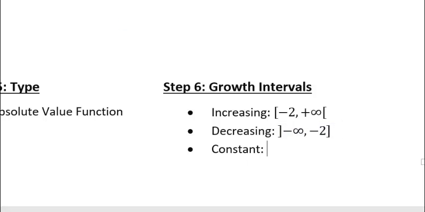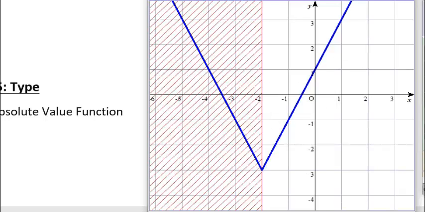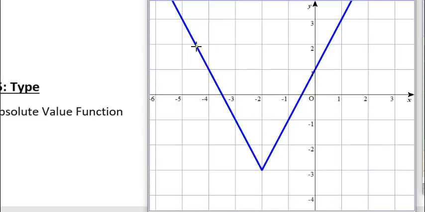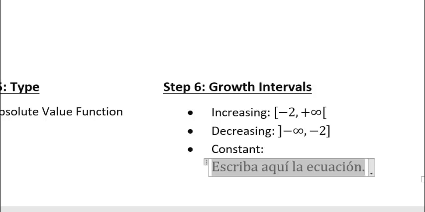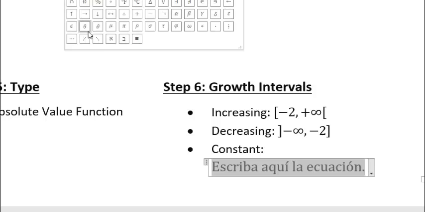Now what about constant? This drawing is never horizontal. It's either inclined in a decreasing way or inclined in an increasing way. It's never constant. So technically there is no interval for constant. That's easily represented with the empty set symbol.